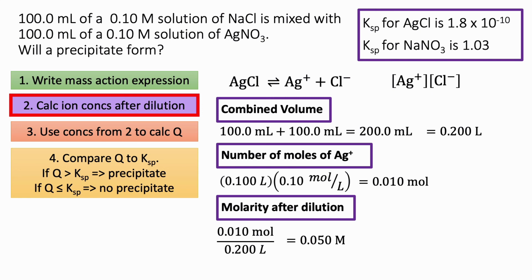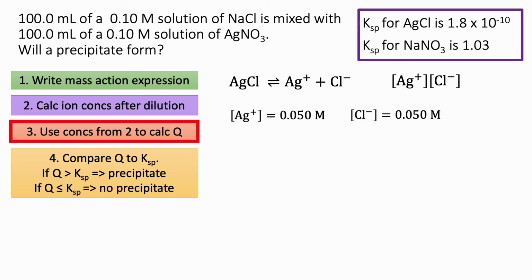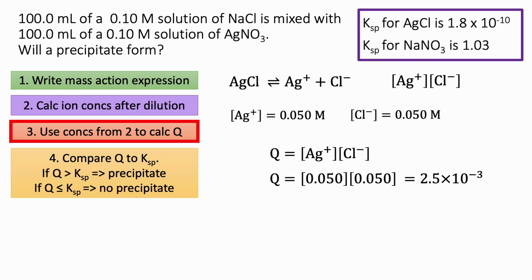Technically, we should also calculate the number of moles of chloride and the molarity of chloride after dilution, but we have the exact same molarity and the exact same combined volume for chloride that we did for silver, so they're going to have the same concentration. So now we're going to take our concentrations that we calculated in the previous step, and we're going to plug them into our mass action expression to calculate Q. So Q in this case will be the silver concentration times the chloride concentration. That's going to be 0.050 times 0.050, and that's going to give us a Q value of 2.5 times 10 to the minus 3.